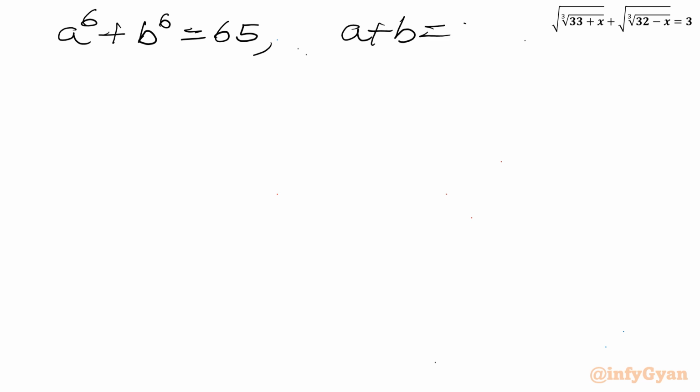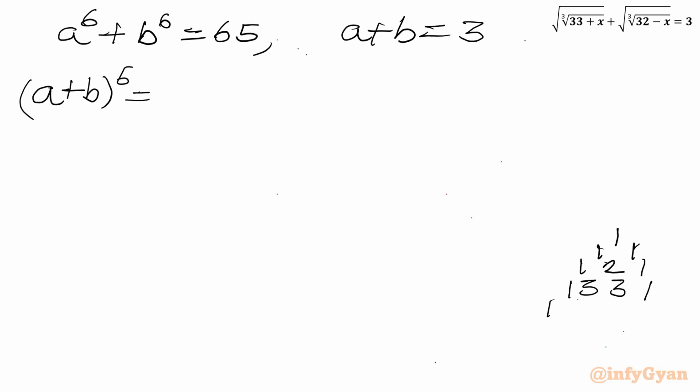So I will be writing a power 6 plus b power 6 equal to 65 with a plus b equal to 3. Now I will use binomial expansion a plus b whole power 6. So for this I need to know the coefficients of expansion. So let me write here. For power 2 it would be 1 2 1. For power 3 1 3 3 1. For power 4 1 4 6 4 1. For power 5 1 5 10 10 5 1. And for power 6, which is required here, 1 6 15 20 15 6 1.